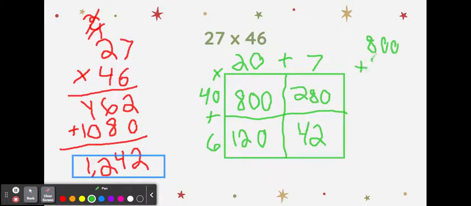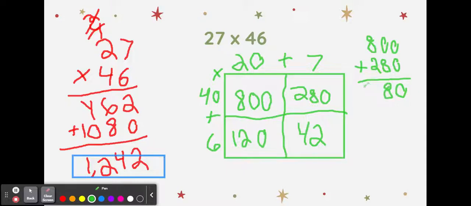plus 280. Make sure that, friends, you line up your ones places. When you're adding, you start at the right, and you always line up your ones places. And I always start adding at the right. 0 plus 0 is 0. 0 plus 8 is 8.